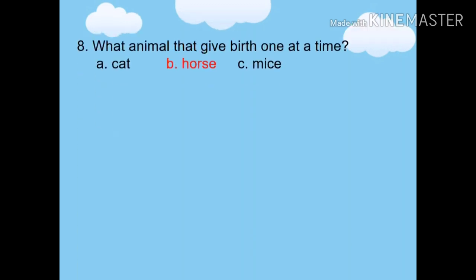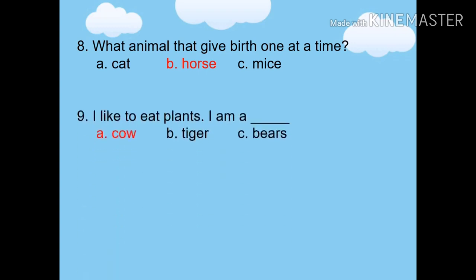Number 8. What animal gives birth one at a time? It only means they can give birth to one baby. The answer is letter B, a horse. Because a cat and a mice can give birth to many babies. Are you correct? Very good.